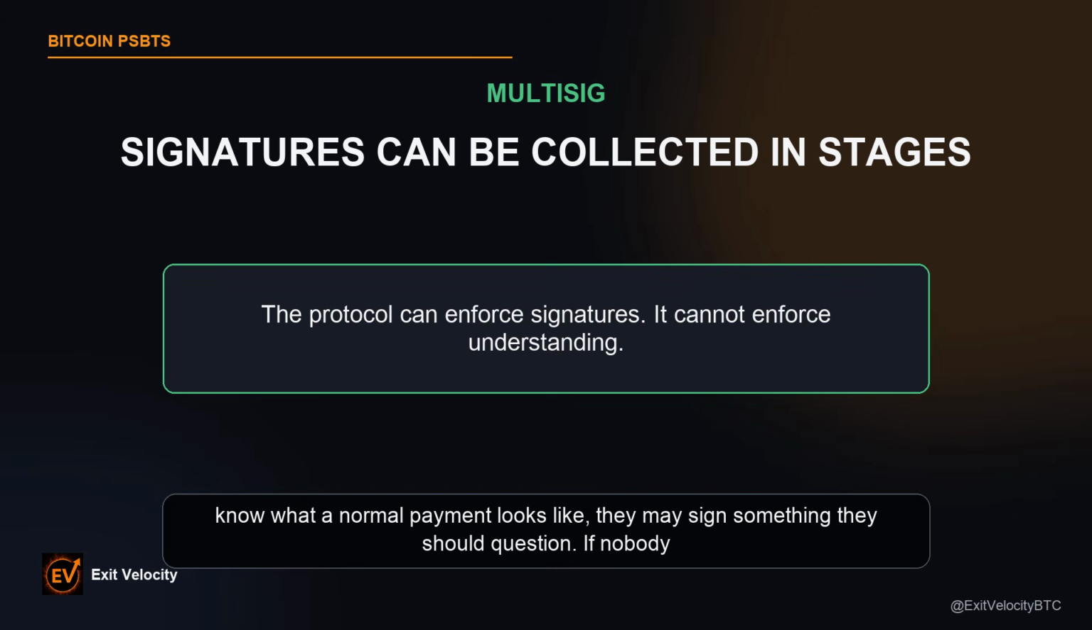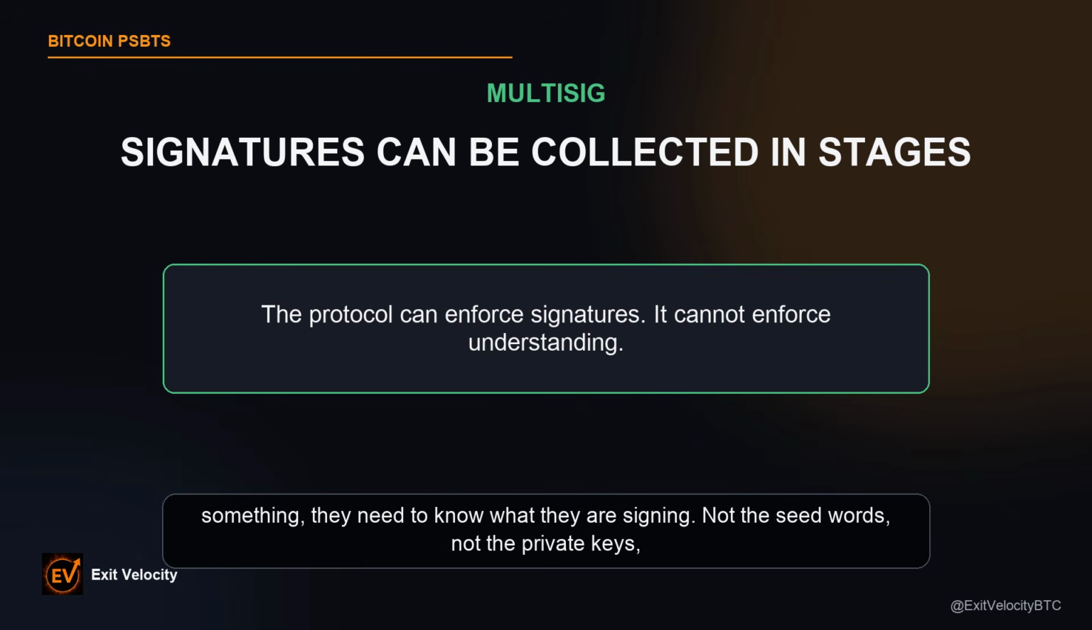Now add multisig. In a multisig setup, one signer is not enough. The PSBT can move from one signer to another, collecting signatures until the spending policy is satisfied. That does not mean every signer learns every secret. It means the transaction package can gather the authorizations it needs. This is powerful. It is also why non-secret context matters.